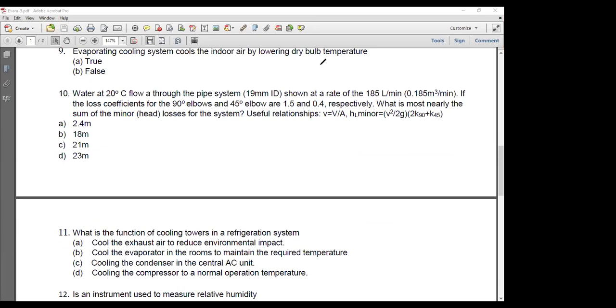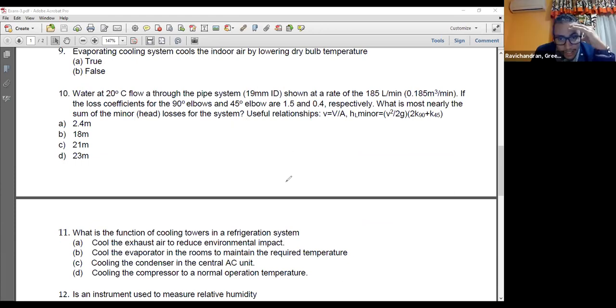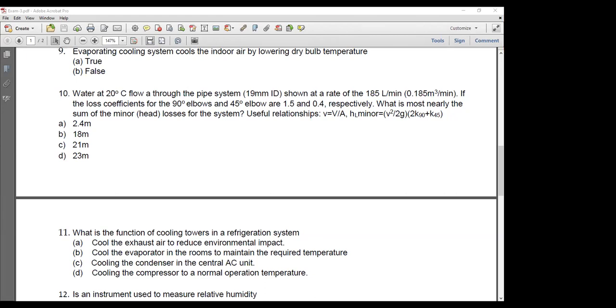Excuse me, doctor. The number 16 question in thermodynamics, 16 or 17? 16. 16 is A. Okay. Number 2, doctor. Question number 2. D. Yes. Okay, here he needs minor losses.